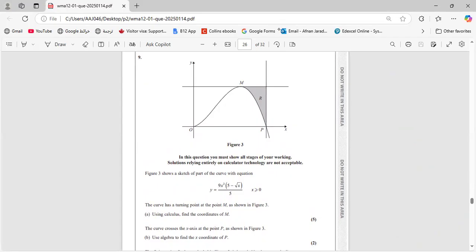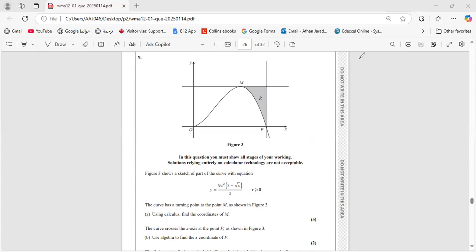Figure 3 shows a sketch of part of the curve with equation y equals 9x squared multiplied by 5 minus square root of x over 5, where x is greater than or equal to 0. The curve has a turning point at point M. So turning point, again, the meaning of turning point, stationary point, maximum point, minimum point, is that the differentiation equals 0. Don't miss that you need to organize your equation before differentiation or integration.